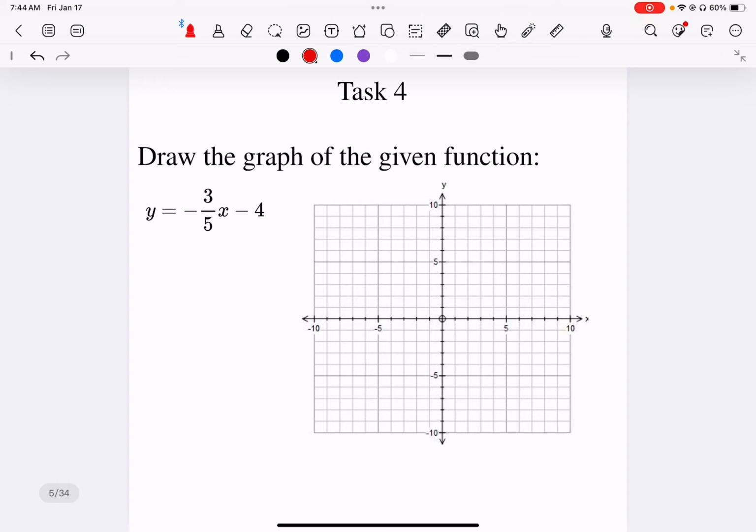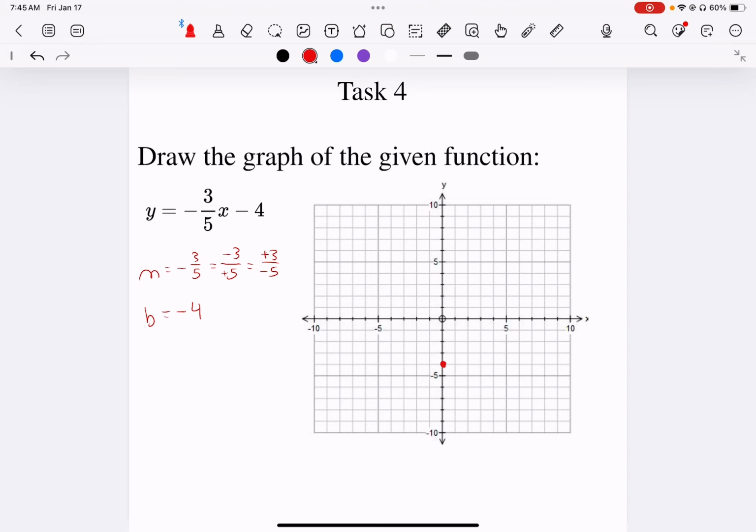Draw this graph. Now my slope is a -3/5. When you have a negative slope, that means the negative applies to either number. So I have a -3 over a +5, or a +3 over -5. Both of those fractions simplify to give me a -3/5. And my y-intercept now is -4. So I'm going to begin my graph at -4 on the y-axis.